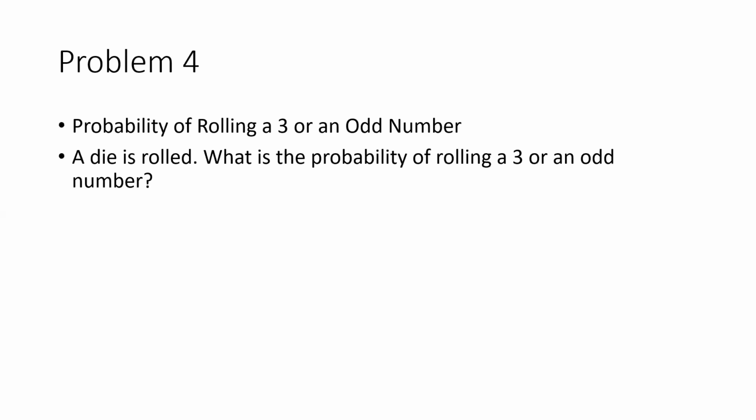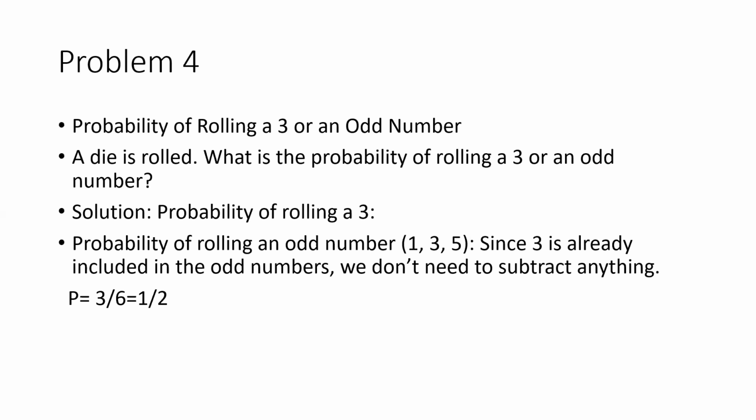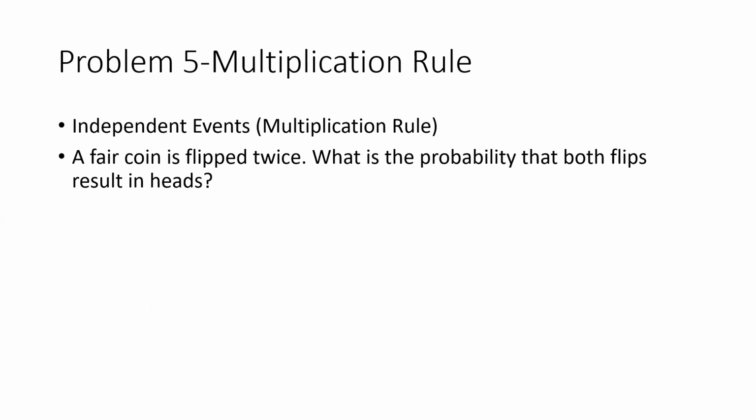The probability of rolling a 3 or an odd number. Now remember, 3 is also an odd number, so you don't have to subtract, because 1, 3, or 5, any one of them can be drawn. Since 3 is already included in the odd numbers 1, 3, 5, 3 outcomes are possible. And therefore it is 3 by 6, that is 1 by 2.